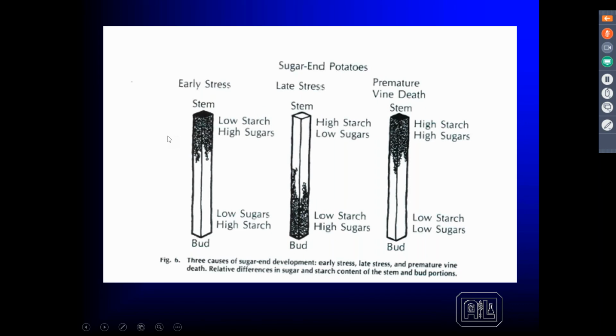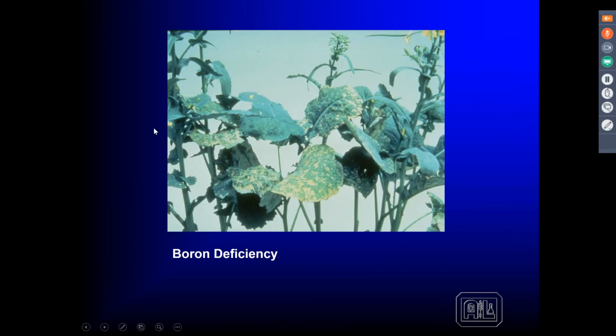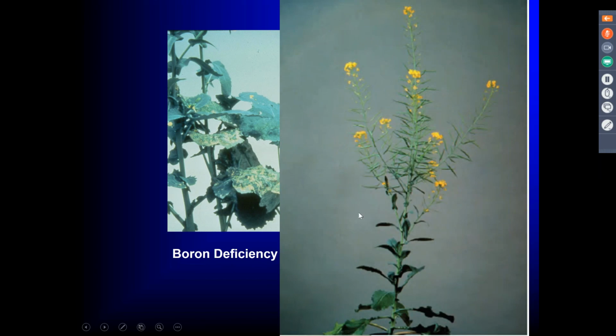Boron deficiency, we see it on all crops, oftentimes just gets let go. This is boron deficiency in canola, and we see it fairly extensive in Western Canada. Causes mid-stem blank seed and just all kinds of issues in production. So you see this type of thing, just poor seed production.